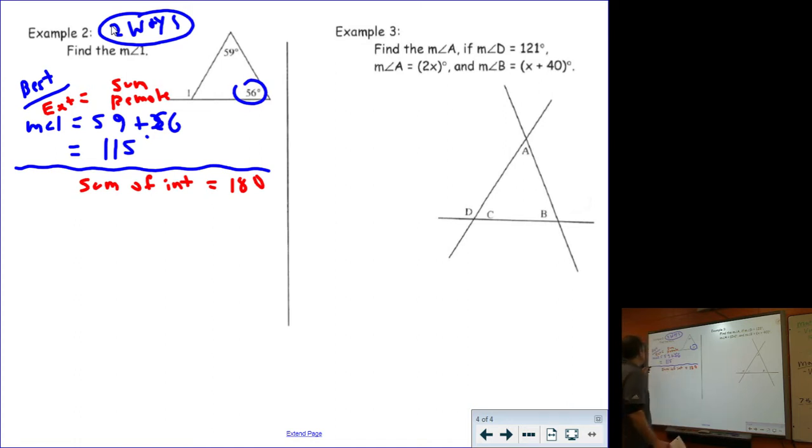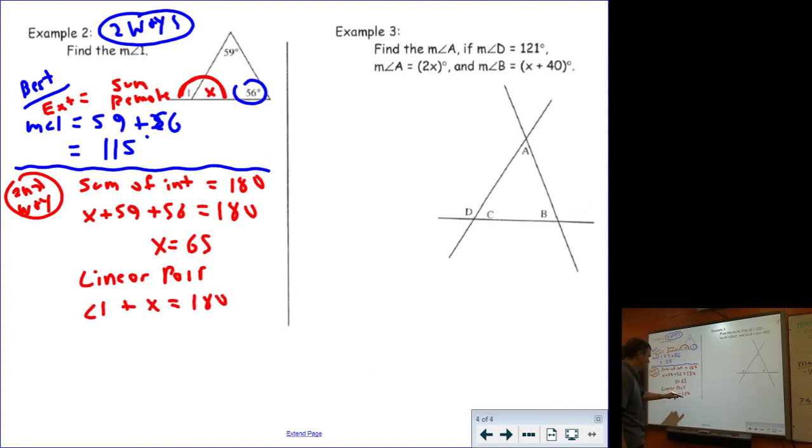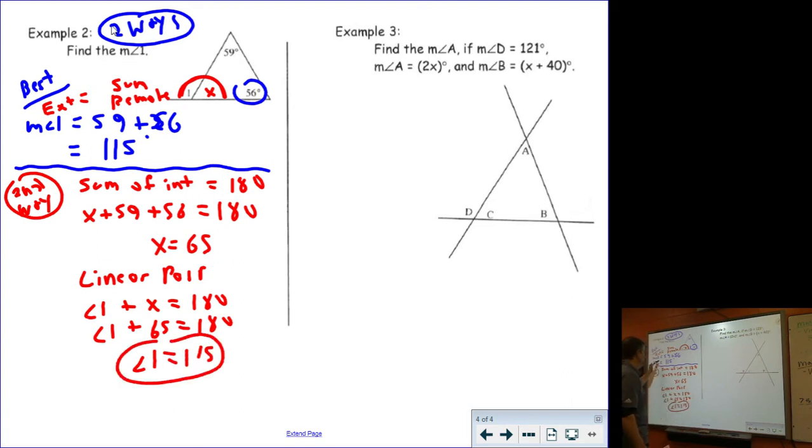All right? The second way to do it would be to call this angle X and use the triangle sum theorem, that X plus 59 plus 56 has to add up to 180. And if you solve that, you get X equals 65. And then use the fact that these two angles make a linear pair. So angle 1 plus X adds up to 180, or angle 1 plus 65 equals 180, and therefore angle 1 equals 115. And either way, you get the same answer.